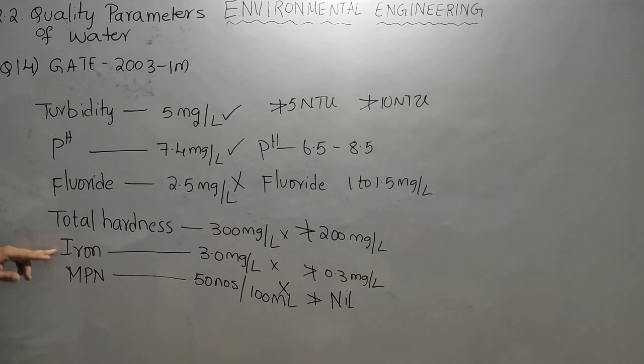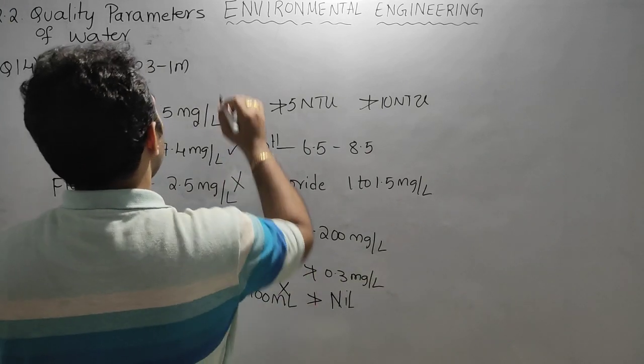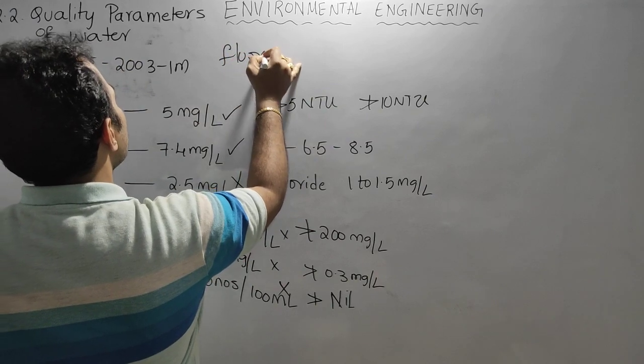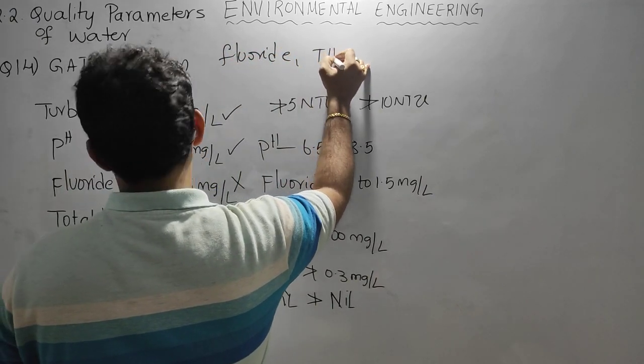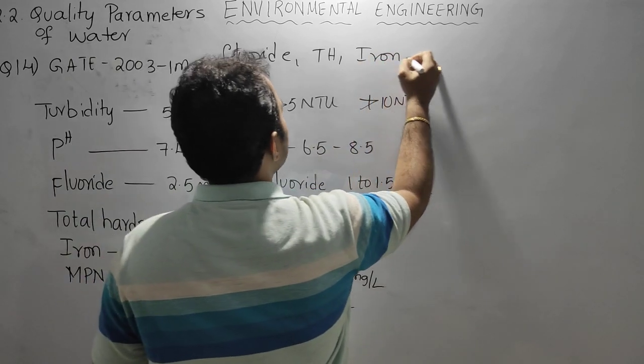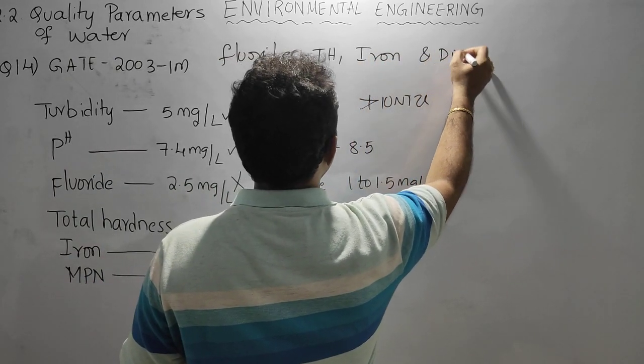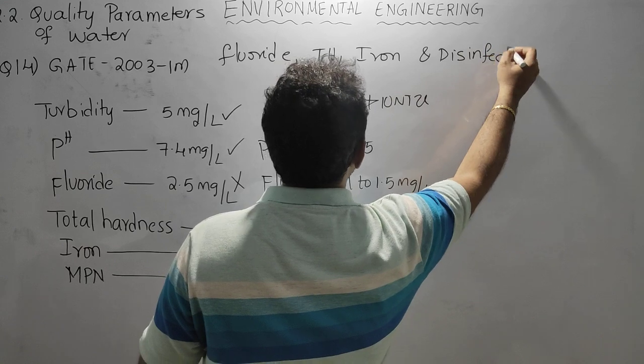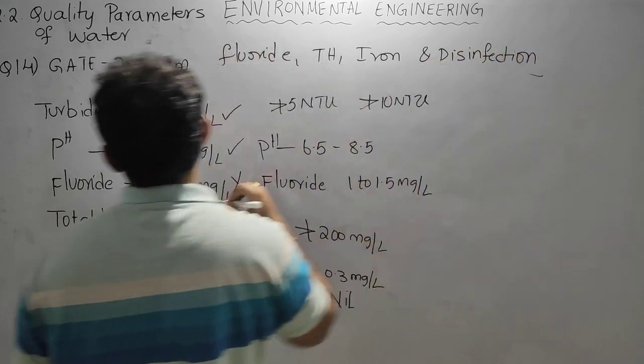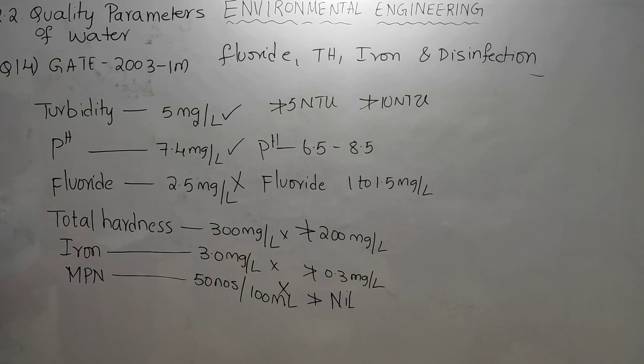Iron followed by disinfection. So iron and disinfection is also not a complete treatment. Only some part of the treatment is taken, some part was left. So fluorides, hardness, iron followed by disinfection is the right answer. The treatment we need to give is fluoride removal, followed by total hardness, followed by iron, and followed by disinfection. So these are the treatments needed for this water. Okay, that is GATE 2003 14th question.